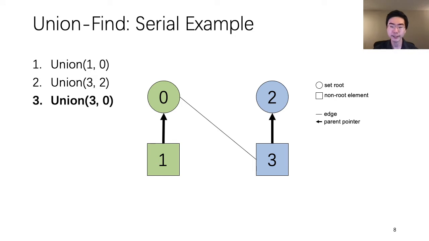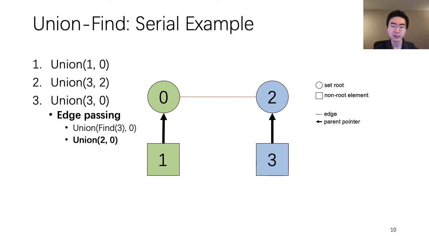The third edge indicates that we need to unite the sets containing element 3 and element 0. Because element 3 is not a set root, we find the root of element 3 next and pass the edge to the root. After the set root of 3 is identified, which is element 2, the edge is passed and connects 0 and 2. We point element 2 to element 0 so that the two disjoint sets are united.